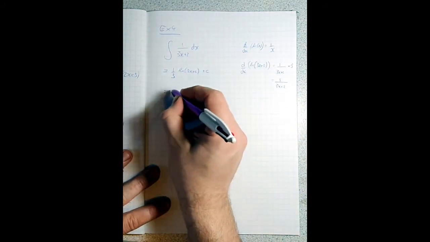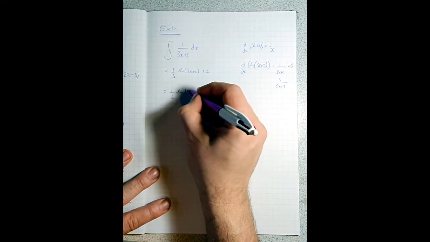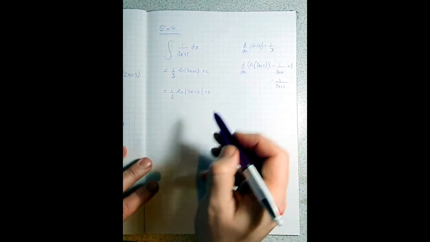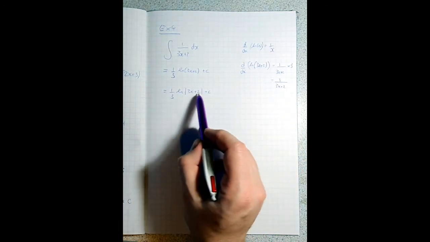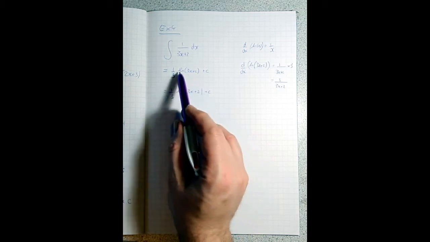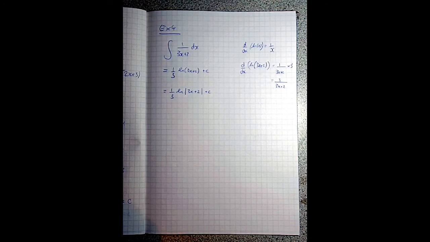Now often in the book you see the 3x plus 2 written inside a modulus operator, and that's because of course you can only take the log of a positive number. So that wouldn't lose marks, but I guess that's more technically correct.